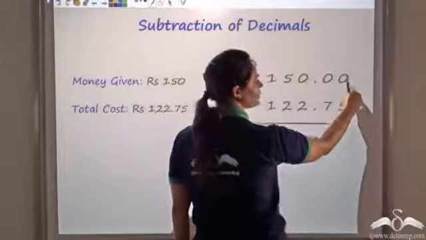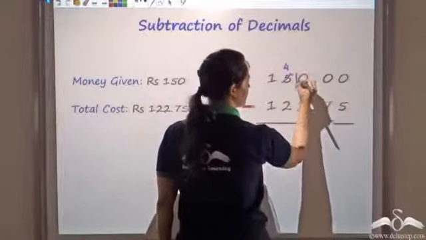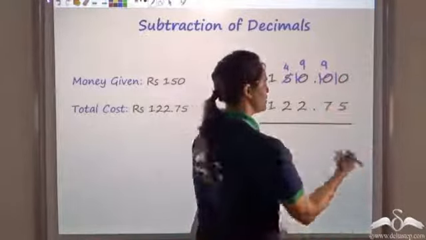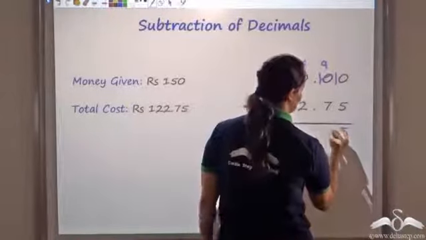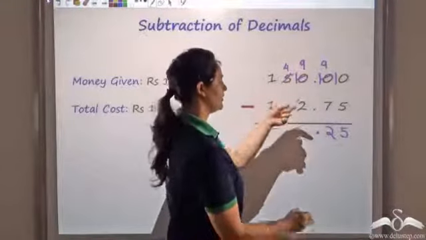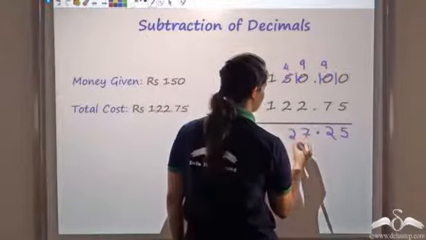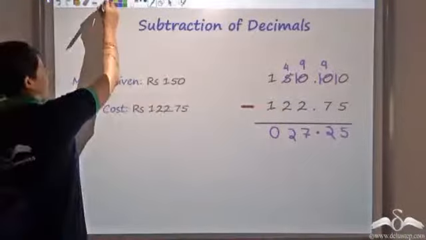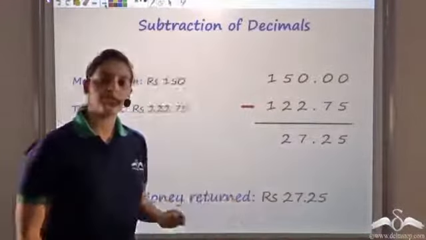So you want to take away 5 from 0, you cannot. So this becomes 4. This becomes 10 now. So subtracting 5 from 10, you get 5. This is 9. Subtracting 7 from 9, 2. Put the decimal point as it is. Again, take away 2 from 9, which is 7. 2 from 4, which is 2. 1 from 1, which is 0. So you get 27.25. That is 27 rupees and 25 paisa. This is what the shopkeeper has to return you back.